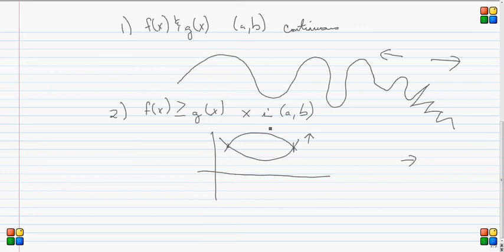We can see that our f of x, which is this one right here, is always greater than our g of x. If we're looking at it the other way, we have an f of x, we have a g of x. We see that our f of x is always to the right of our g of x. So it's always greater than. Those are the two things that we need to be true.